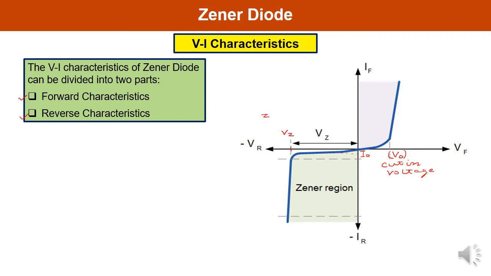This is the Zener breakdown voltage, and the value of Vz can be precisely controlled by the doping level of P and N regions at the time of manufacturing a Zener diode. And after breakdown occurs, you can see after this particular point, the voltage across the Zener diode remains constant, which is equal to Vz.